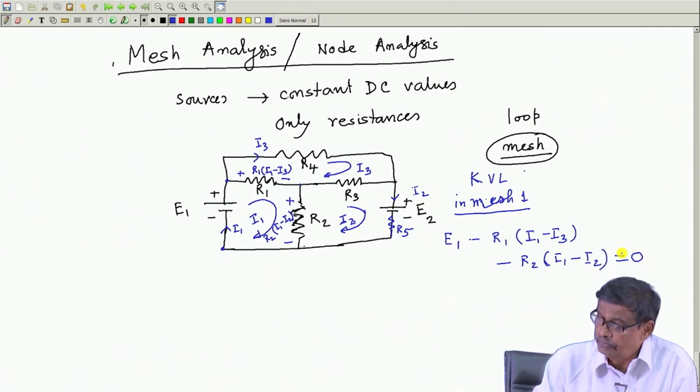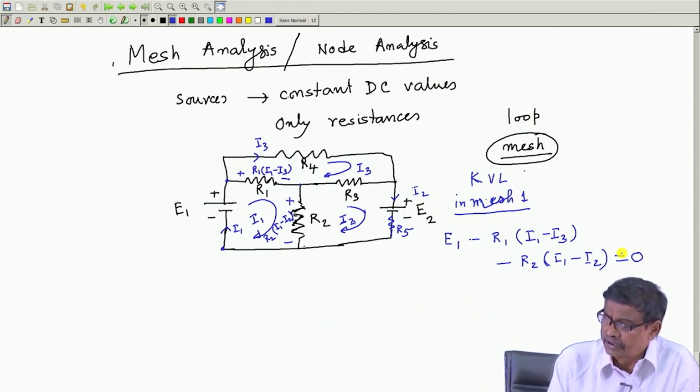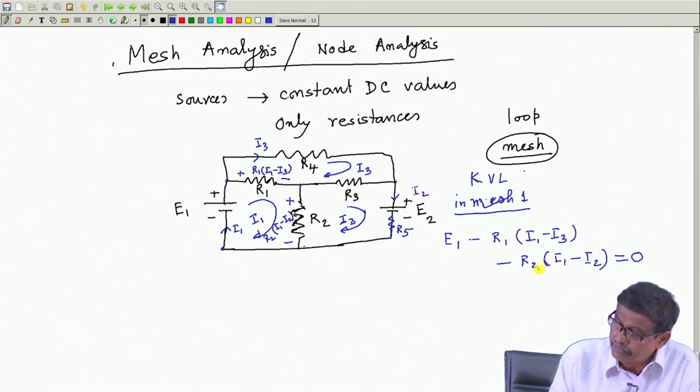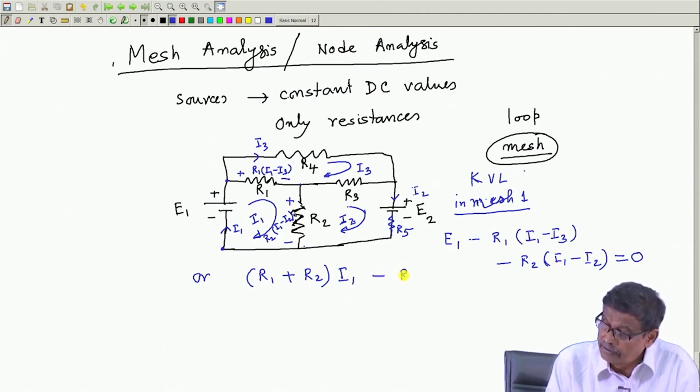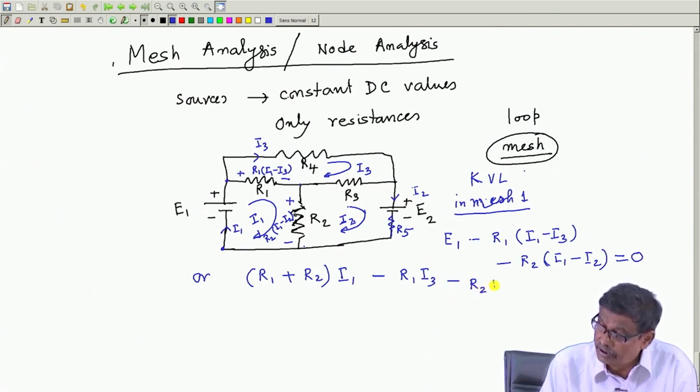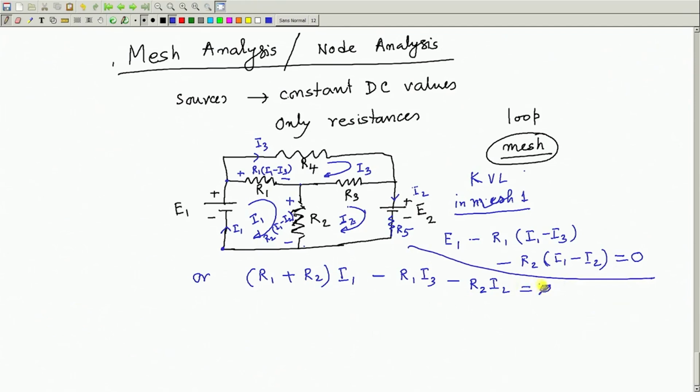So, if you transfer the sides and keep the source only on one side, you will find this is nothing but R 1 plus R 2 into I 1, and this and this you bring to that side, minus R 1 into I 3 and minus R 2 into I 2, this must be equal to E 1. So, this is the KVL equation in mesh 1.